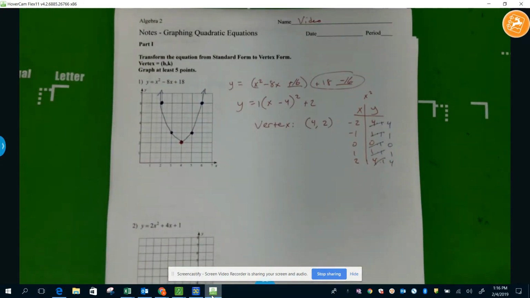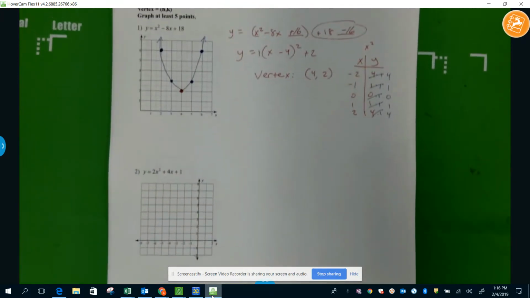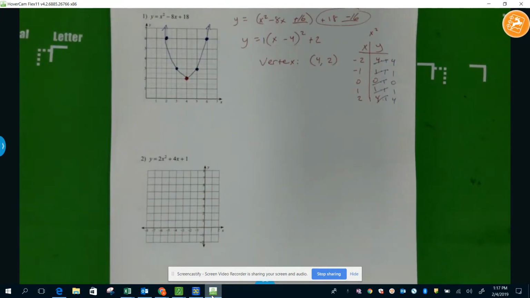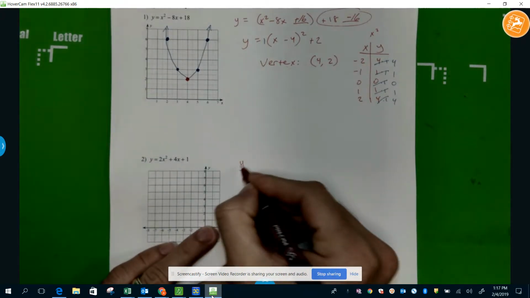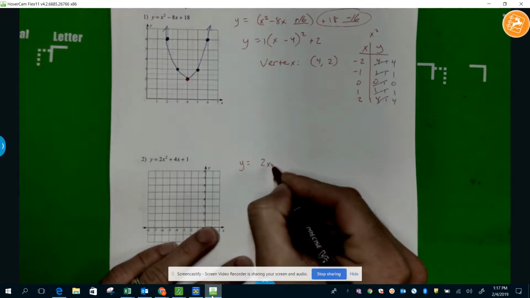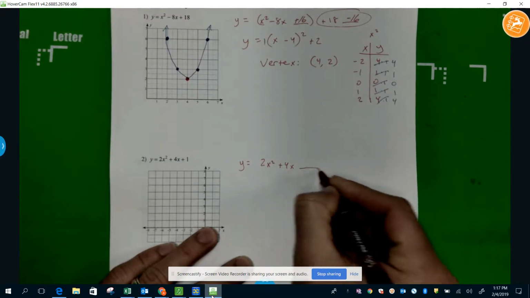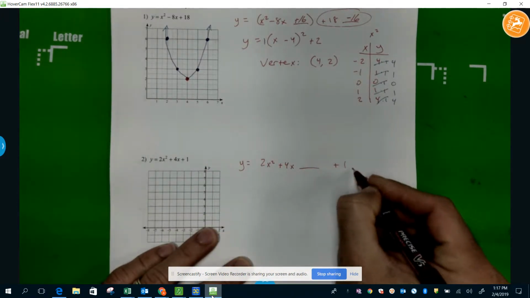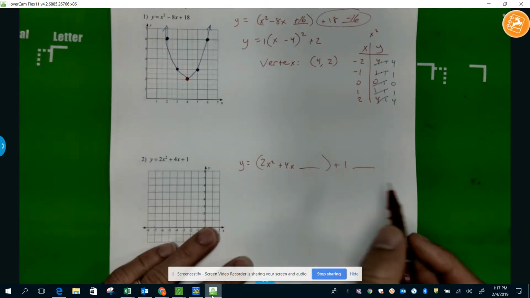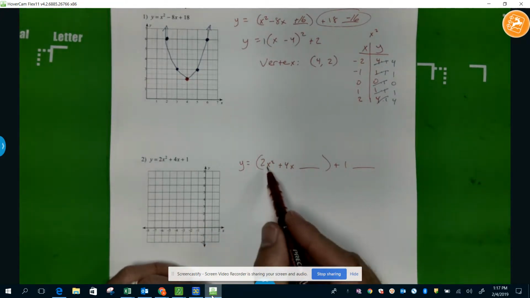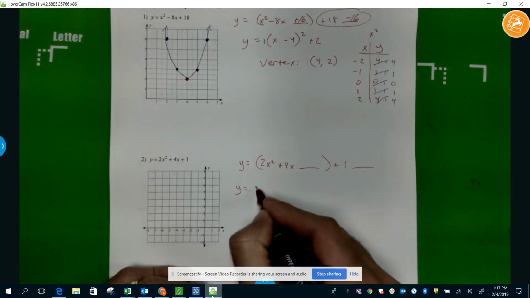Okay, so we zoom out and look at the next problem. We're going to do the same thing. We are going to rewrite this from standard form to vertex form. So I've got 2x squared plus 4x. There's my blank. Move my plus 1 to the back, and he needs a blank as well. Here I cannot fill in the blank yet because I have a 2 in front of the x squared, so I've got to take that GCF out.